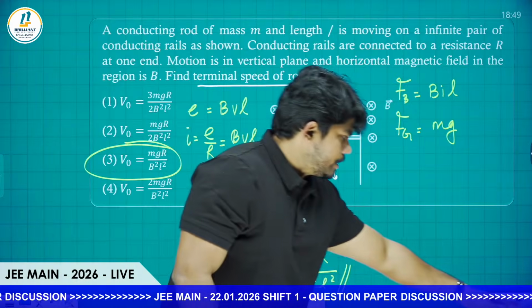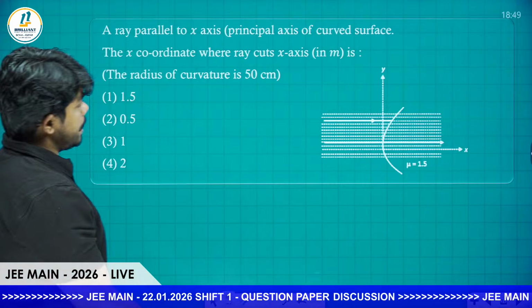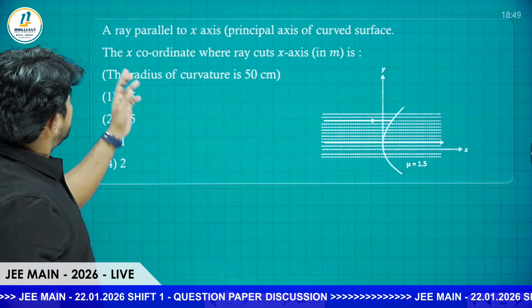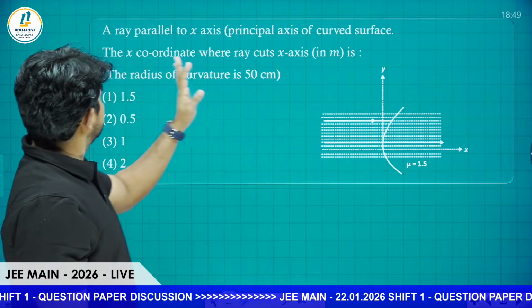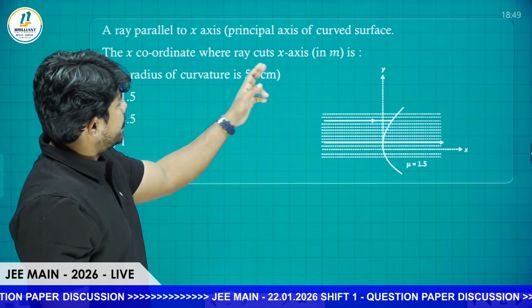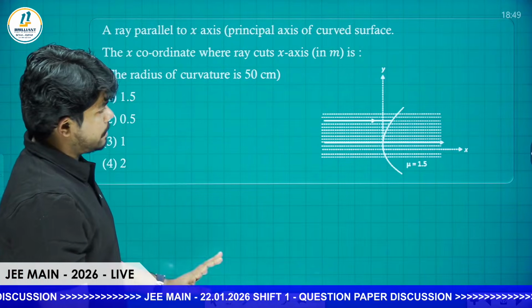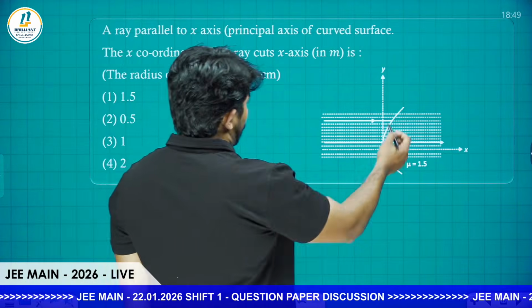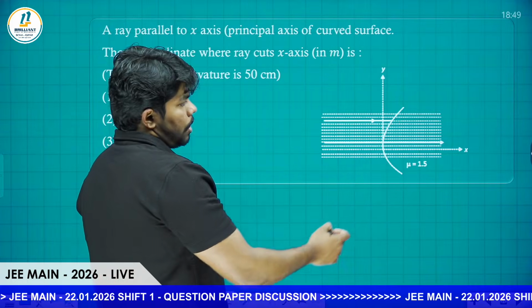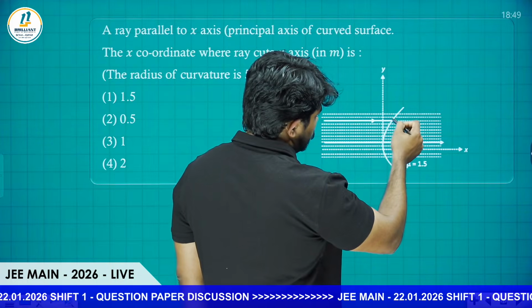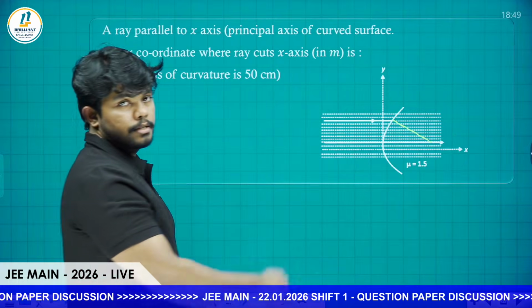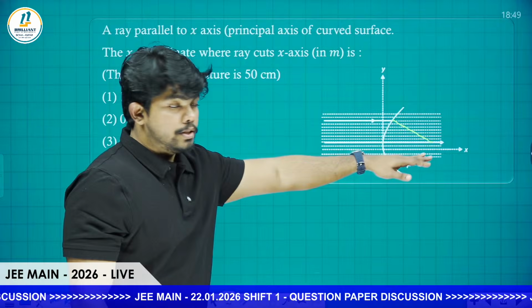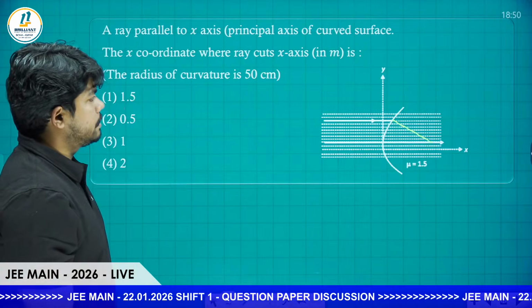Okay, so moving on to the next one, here is a question from optics. The ray is parallel to the x-axis, the principal axis of the curved surface, and we need the x coordinate where the ray cuts the x-axis. So we need to find the distance. Not the object distance, the image distance, because the point where the ray cuts the x-axis is the image distance.